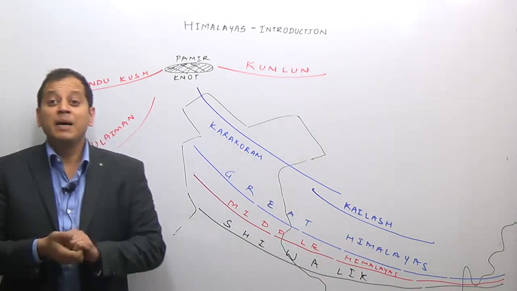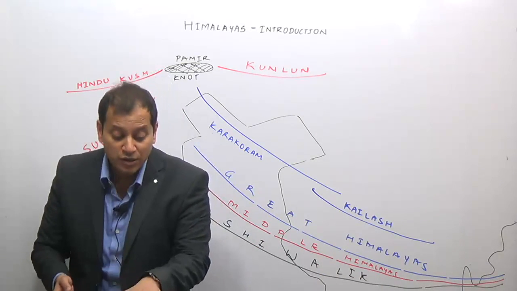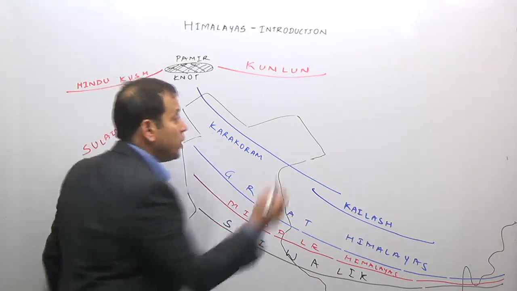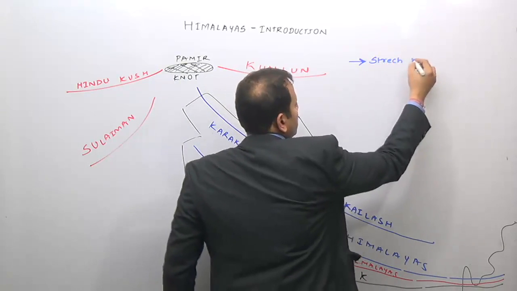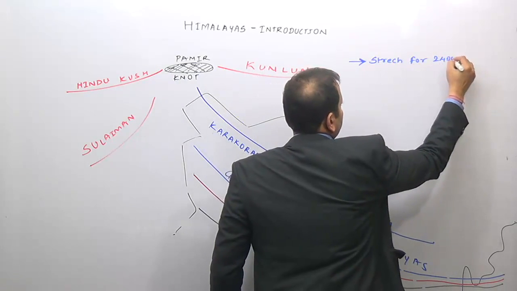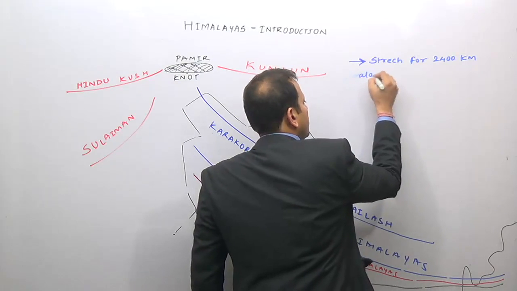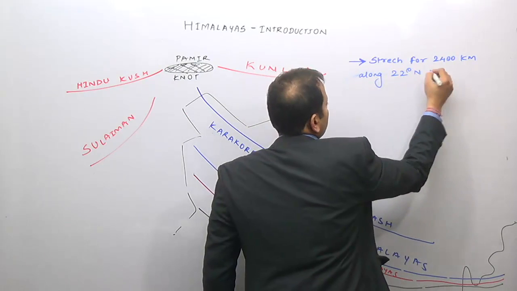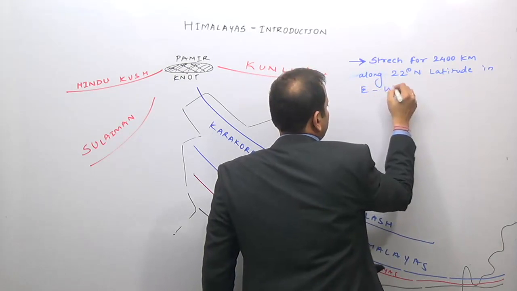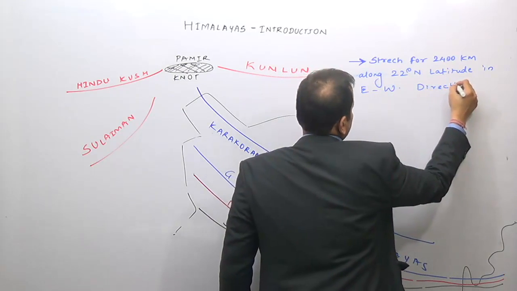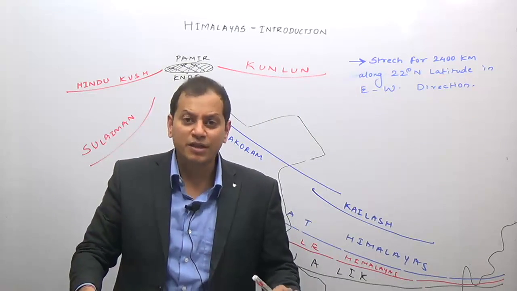So what are the Himalayas? The Himalayas are a series of young fold mountains which stretch for more than 2400 kilometers along 22 degree north latitude in the east-west direction.